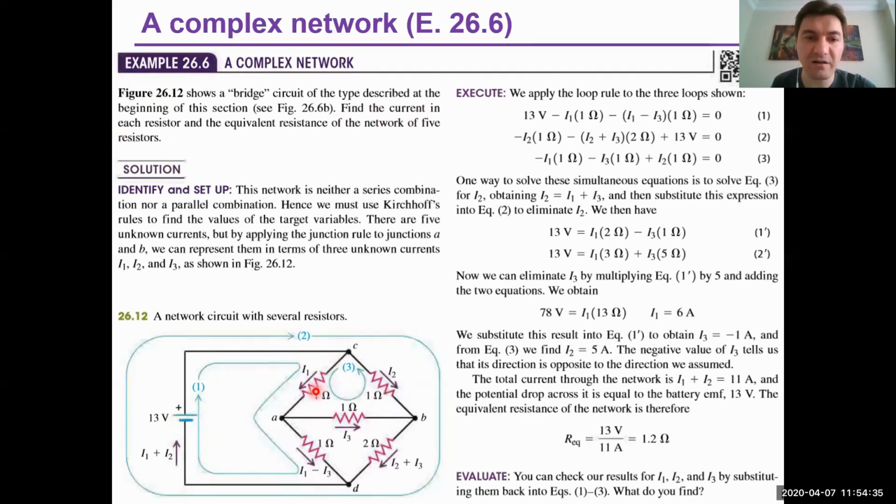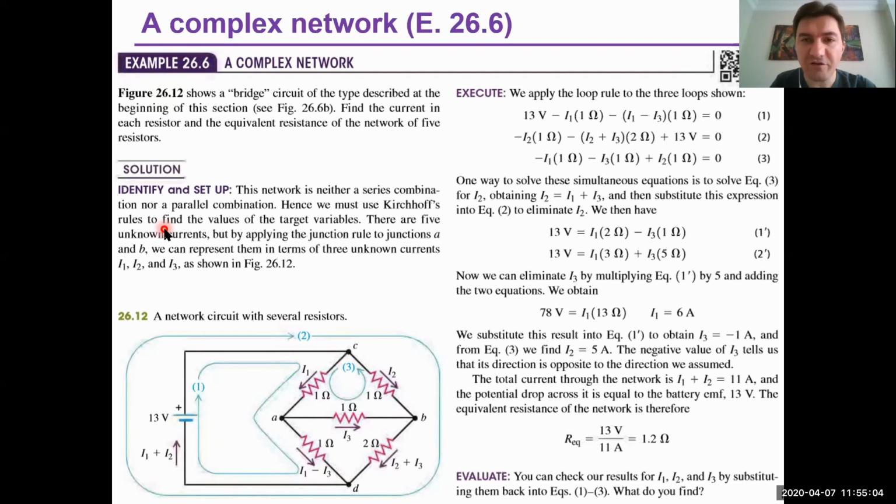So what is the current here? What is the current here? This is the question. And what is the equivalent resistance of the network of 5 resistors? Here we have 5 resistors. So what is the equivalent resistance of those resistors? So it looks complicated, but if you apply Kirchhoff's rules, then it is not complicated.